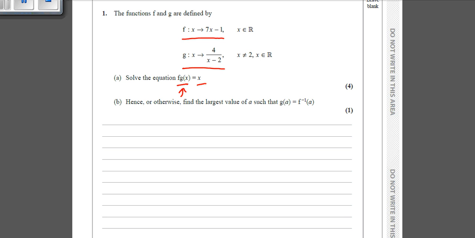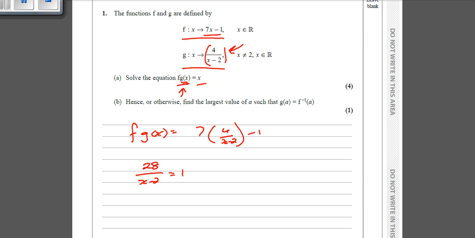So first of all, this fg of x means that we've got to substitute our g of x into f. So f is 7 lots of x minus 1. So if we're going to substitute g into that, we're going to do 7 lots of this thing minus 1. So we're going to say that fg of x equals 7 lots of 4 over x minus 2, minus 1. So that's going to be 28 over x minus 2, minus 1.